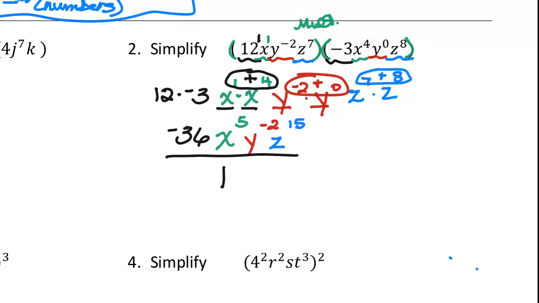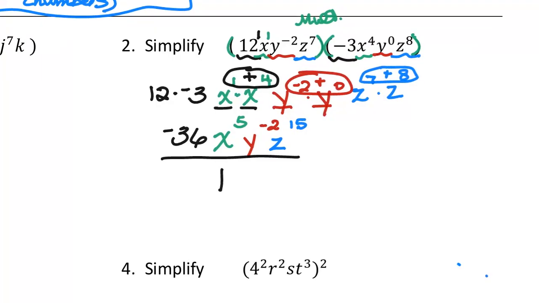Actually, negative 36 is okay. You can have a negative coefficient, okay? But I'm glad you brought that up. So the negative 36 is okay. Why? Because we can have negative numbers. It's 12 times negative 3. It's just a negative number. We cannot have negative exponents, though. So you're right. Y to the negative 2.